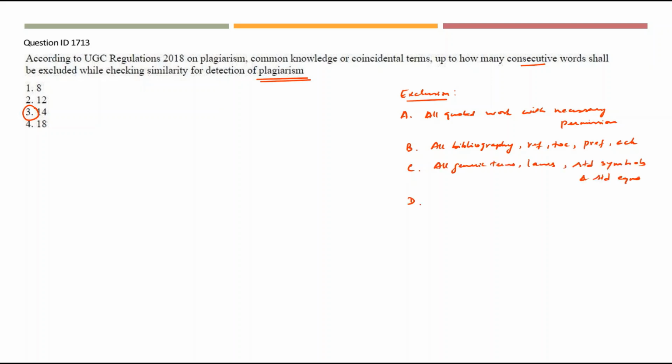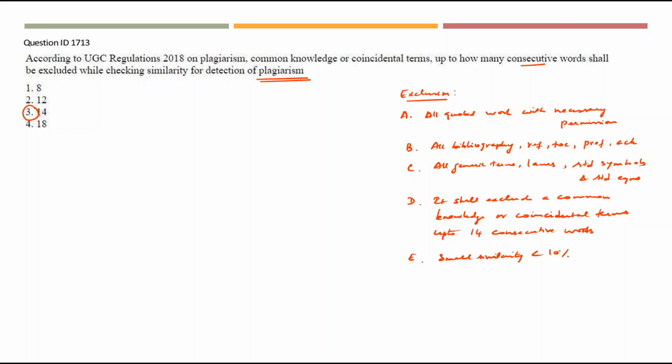Then we have this line. It shall exclude a common knowledge or coincidental terms up to 14 consecutive words. Then E we have small similarity less than 10%. F mathematical formula. Then G name of institutions, departments, etc. They are talking about the plagiarism report. The report is generated by Turnitin or iThenticate or Urkund software at the time of PhD thesis submission.